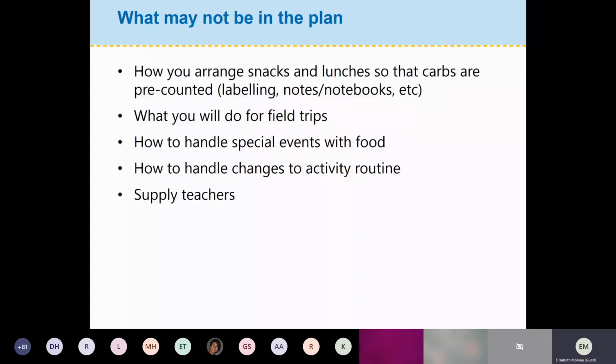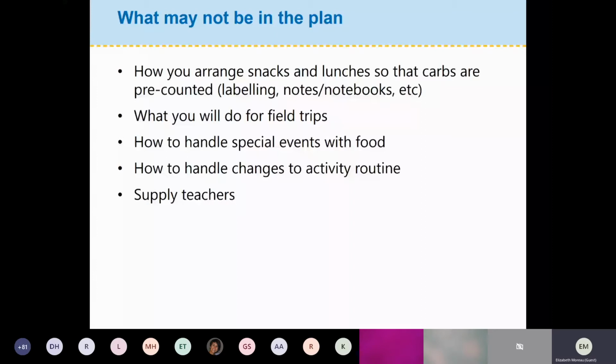Special events with food and changes to the activity routine. So, for example, there's going to be extra phys ed next week, or there's not going to be any phys ed next week, and your insulin regimen is all arranged around a certain level of activity. The important thing here is to communicate to teachers and principals that if you know things are coming up, you can make arrangements to adjust the plan, adjust your regimen so that your child can participate.